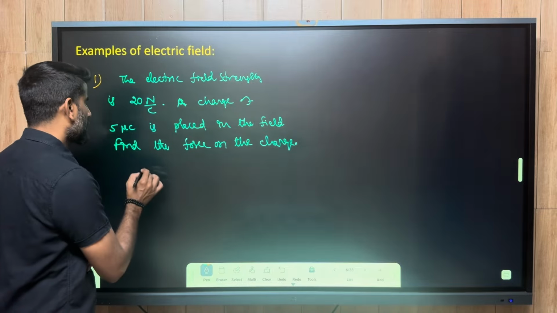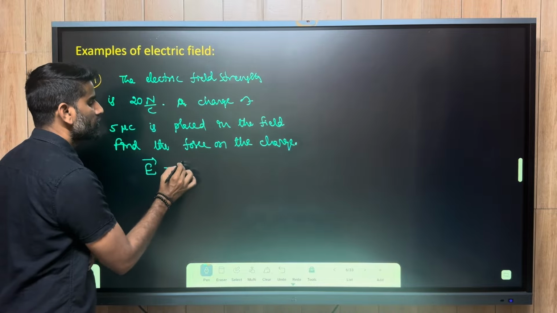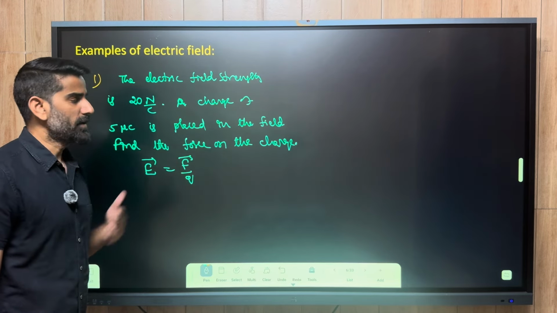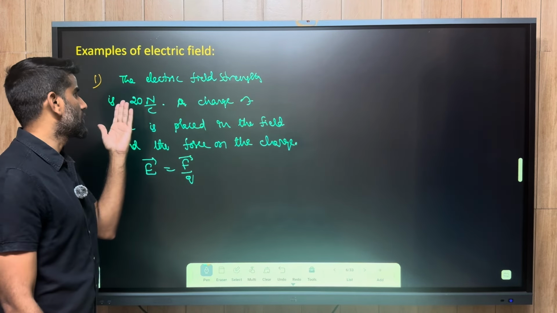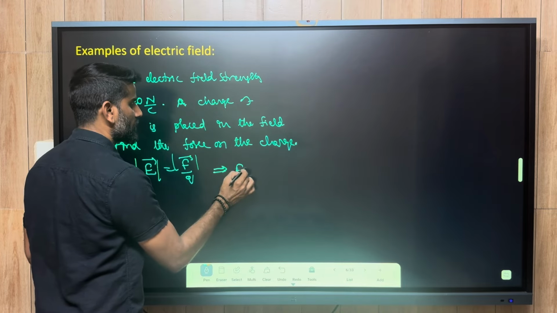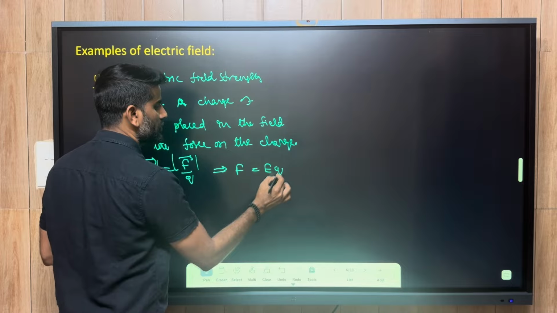Okay, we already have the formula. Electric field E is equal to F upon Q. As the direction is not even mentioned for the electric field, I am using the magnitudes only. Now if I rearrange this formula for the force, as I need to find the force, F is equal to EQ.